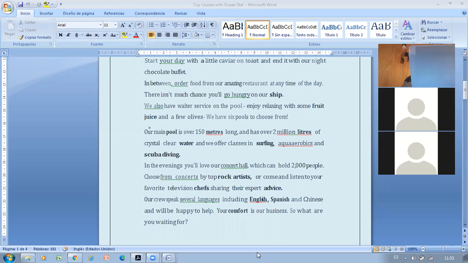And finally, abstract nouns. You have beauty, love. What abstract nouns can you find in this? Advice. Advice. Yes, right. And what other? Comfort. Comfort. Yes, that's right. Comfort and advice. Okay, so in here you have a list of things.